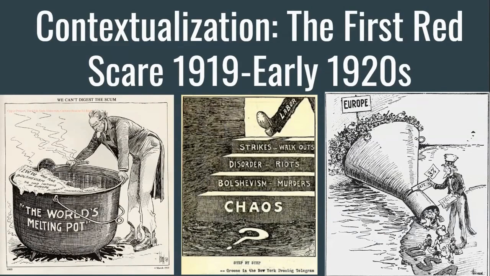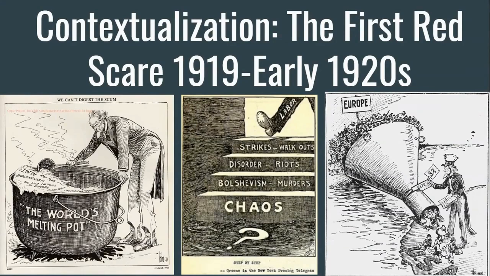This cartoon is basically saying the United States, a usual place for refuge of immigrants, cannot take in people with these radical socialist beliefs. The middle cartoon is pretty straightforward, which is equating union activities like strikes and walkouts as a slippery slope to disorder, riots, murder, Bolshevism, communism, and then chaos. And finally, on the right is a political cartoon that relates to one of the effects of the Red Scare, which is the National Origins Act that attempts to cut off immigration.